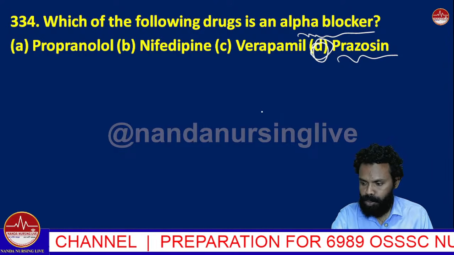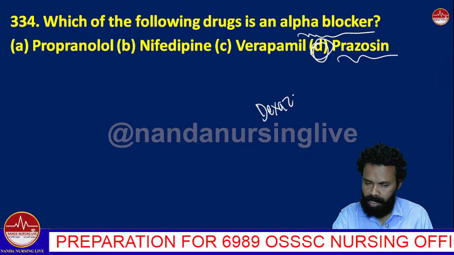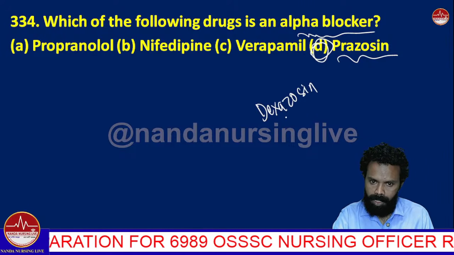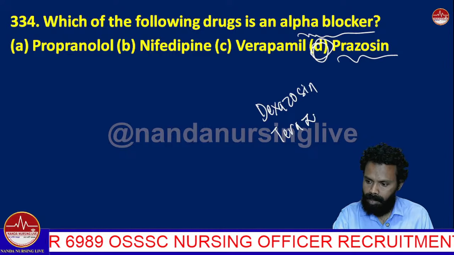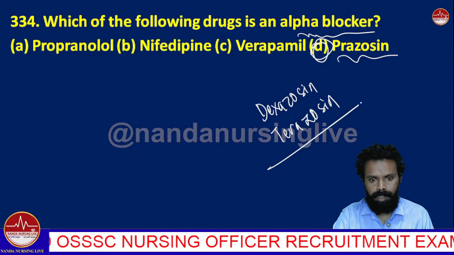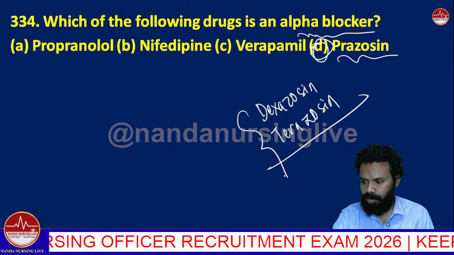Prazosin, doxazosin. These are all the same group of drugs, beta. Doxazosin, prazosin, terazosin, right? These all are the alpha blockers group of drugs.